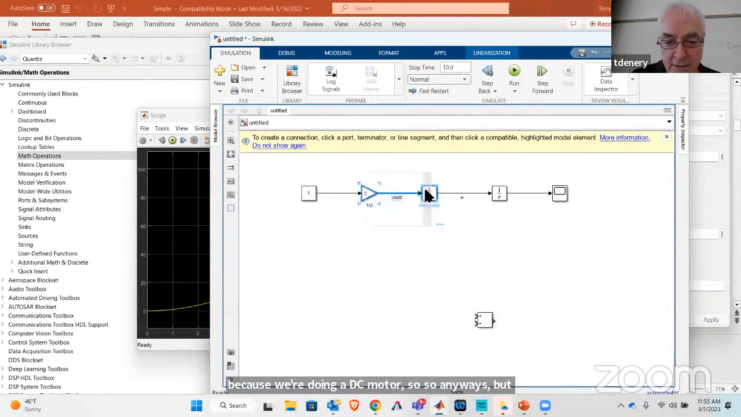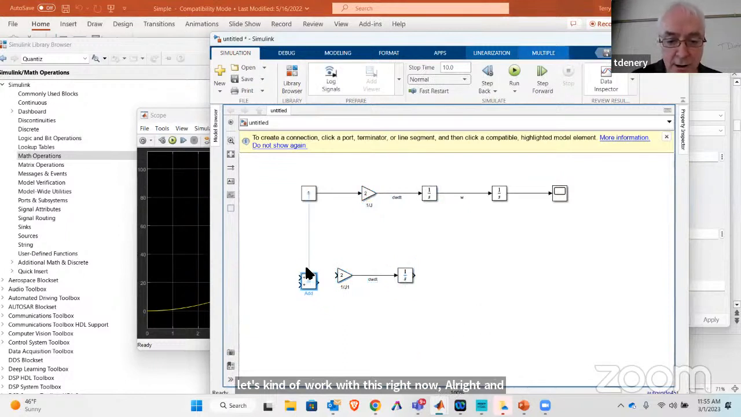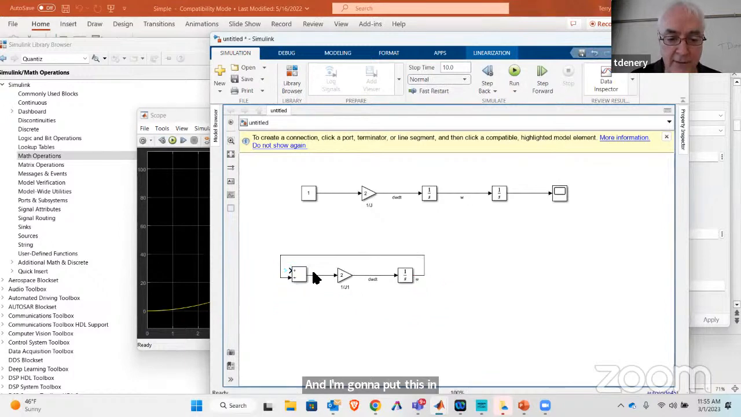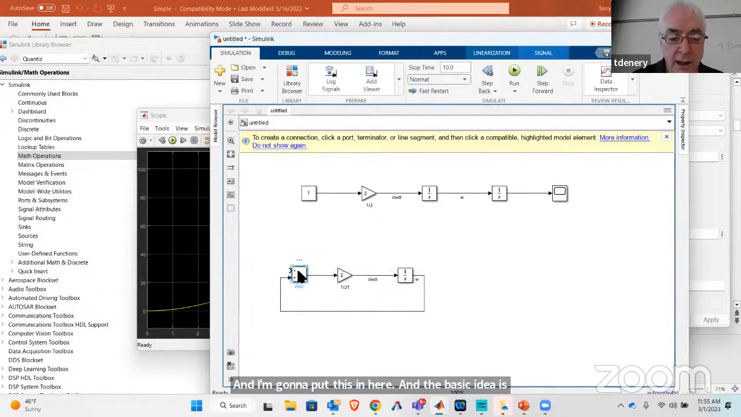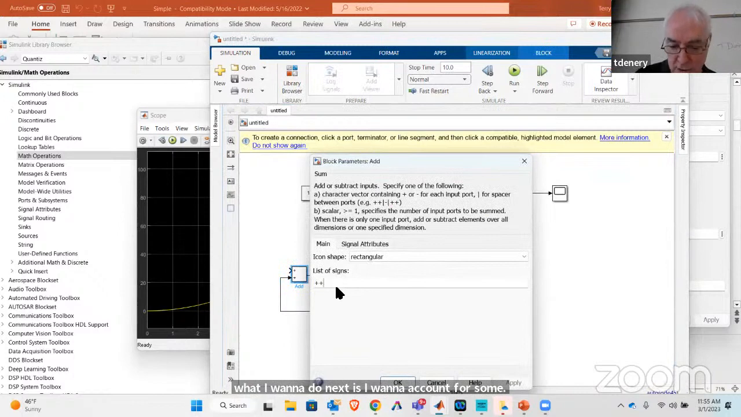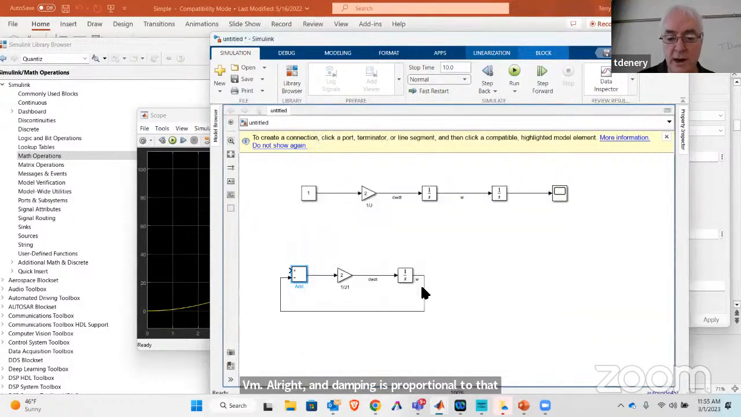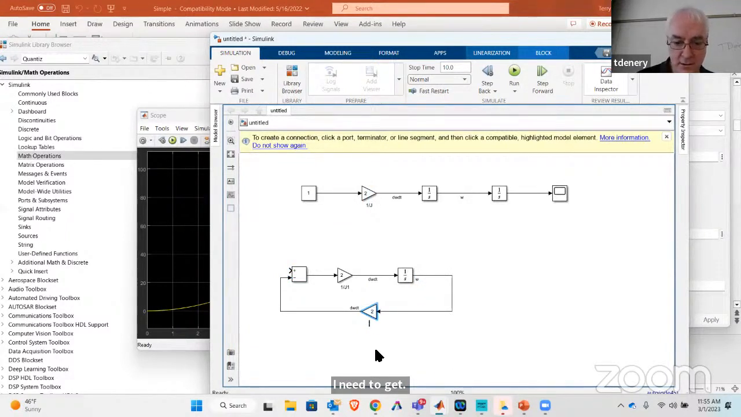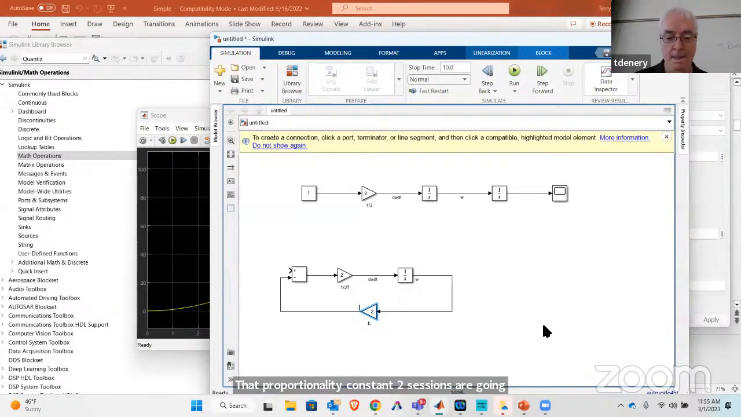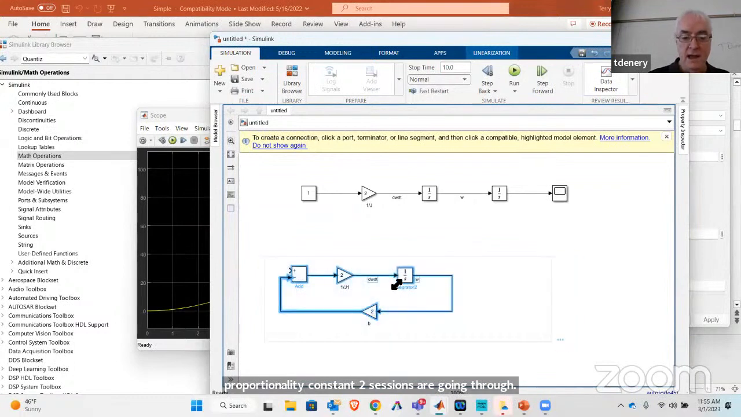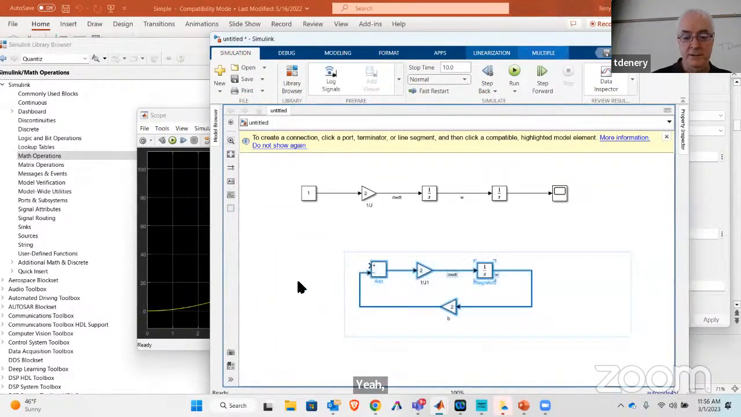All right, and I'm going to take this, drag it down right here, right? And I'm going to put this in here. And the basic idea of what I want to do next is I want to account for some damping. All right. And damping is proportional to shaft velocity, right? Which is what I have here. And so then to really get this right, I need to get that proportionality constant. This is what we were doing 2 sessions ago in control. So he's building those. Yep. Yeah, and so we call it B usually for damping, so I'll put that there.